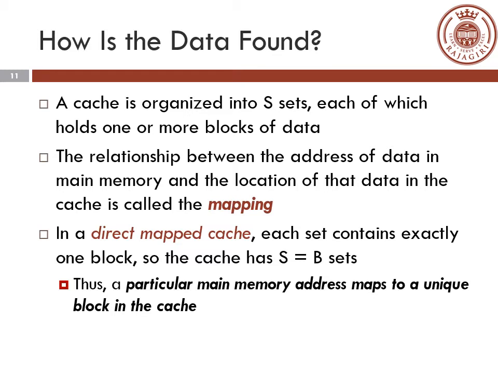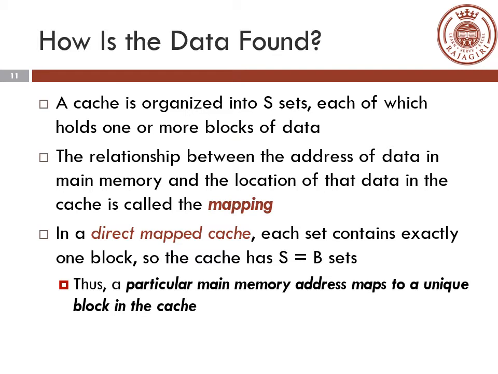Okay, so the relationship between the address of data in the main memory and the location of that data in the cache is called mapping. So you have data in the main memory, and the data is copied to the cache memory, and the relationship between these two is known as mapping. And there are different mapping techniques.